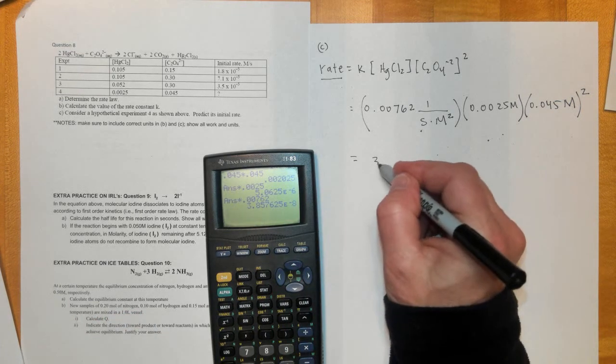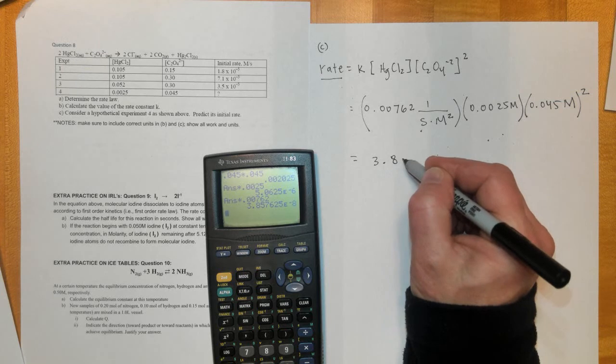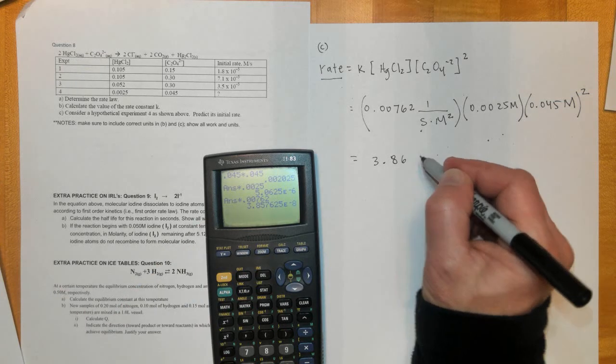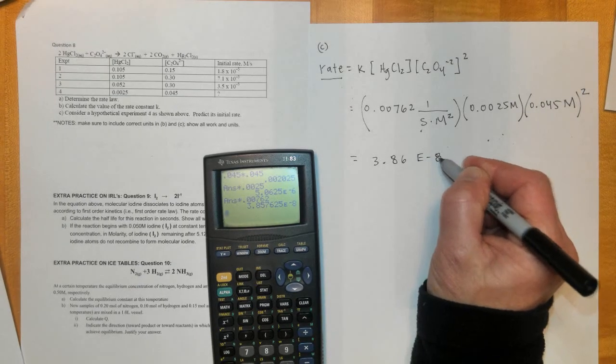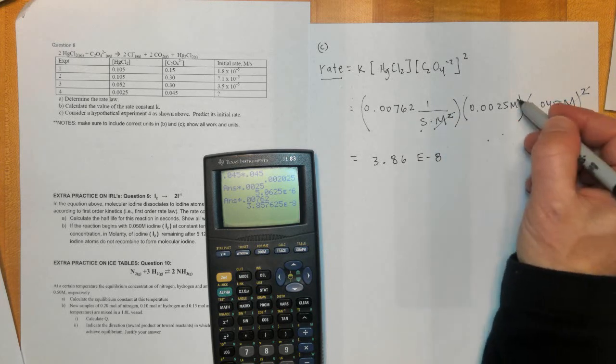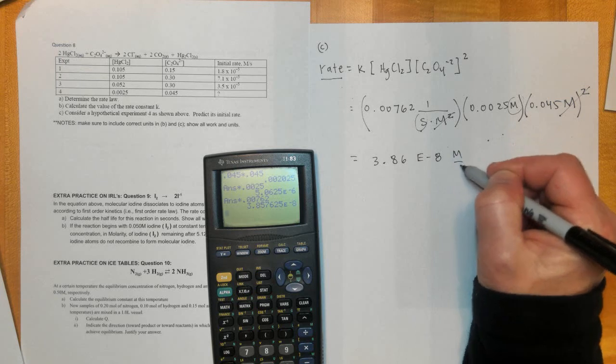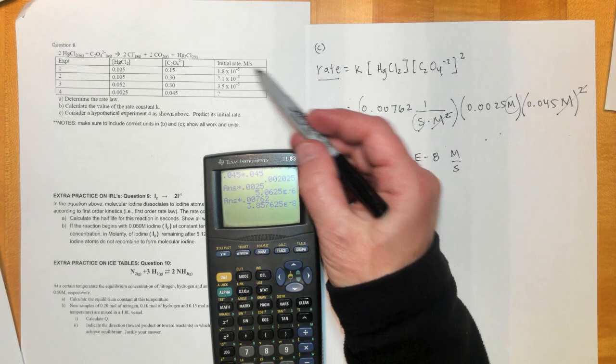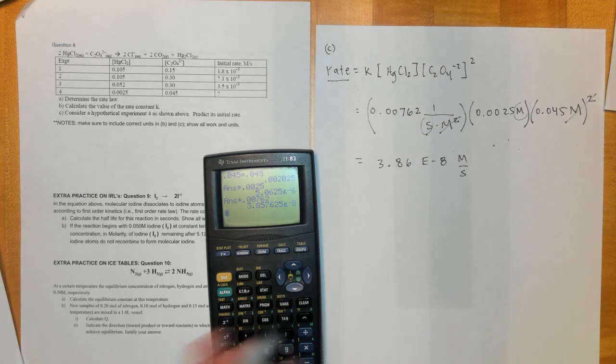And so my rate is 3.86 times 10 to the negative 8th. And let's check my units. Molarity squared cancels with molarity squared, so I've got molarity per second right here, which are units of the initial rate. That's number 8.